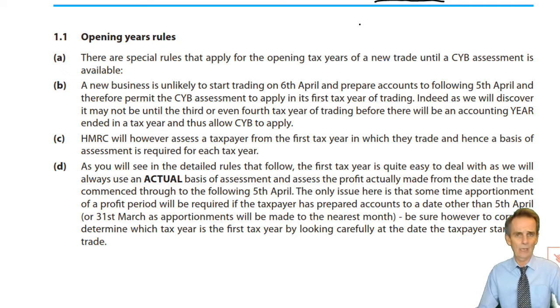So what we now need to look at, and what you need to learn, you will do so as ever with practice, is what are these bases of assessment in the opening years. Now, I'll forewarn you here.